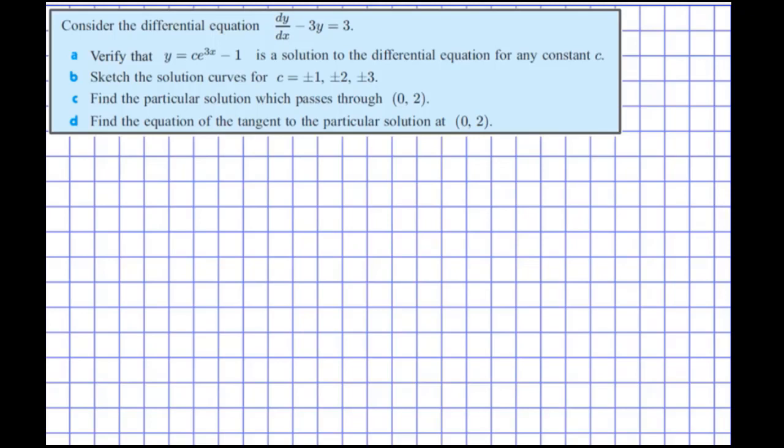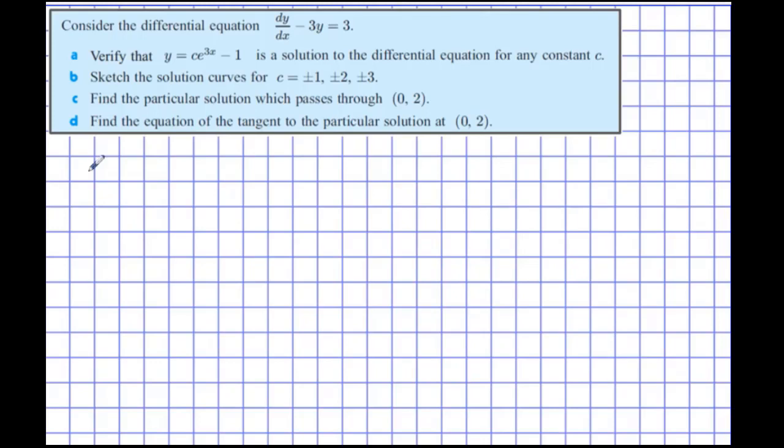Part C: find the particular solution which passes through (0, 2). So once you know a point on the curve, you can find a particular solution as opposed to a general solution. Part D: find the equation of the tangent to the particular solution at (0, 2). So equations of a tangent, that shouldn't be too tough.